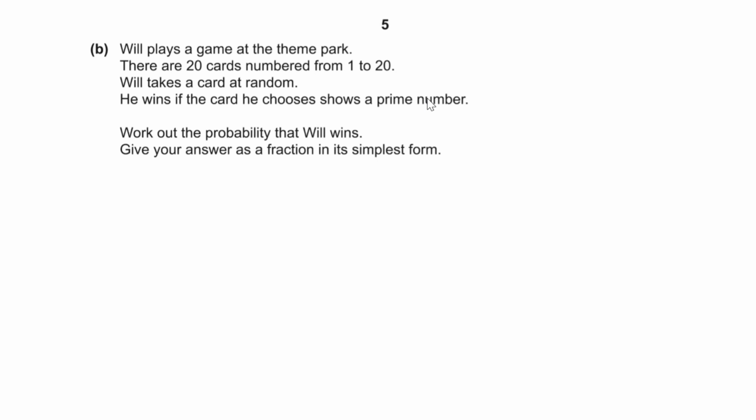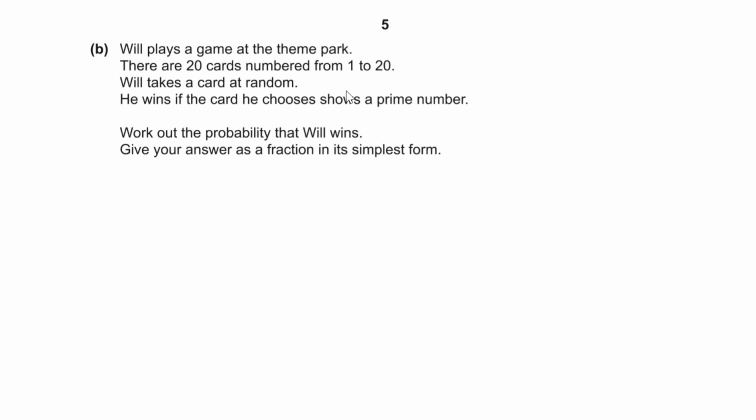Now for part B of the question, we'll place a game at the theme park. There are 20 cards numbered from 1 to 20. Will takes a card at random. He wins if the card he chooses is a prime number. We have to work out the probability that Will wins. Give your answer as a fraction in its simplest form.